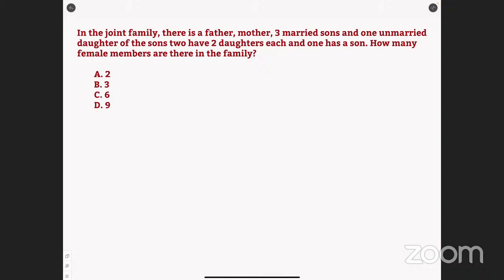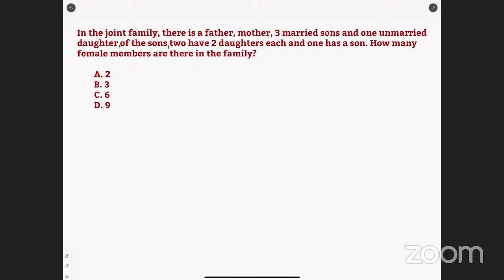In the joint family, there is a father, mother, 3 married sons, and 1 unmarried daughter of the sons. Okay, one married daughter, full stop here. Of the sons, 2 have 2 daughters each, and 1 has a son. How many female members are there in the family?